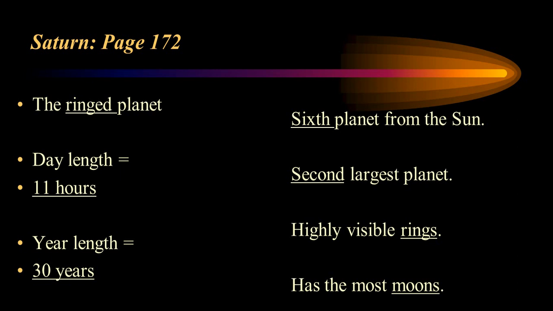All right, so on our page, we say that Saturn is the ringed planet. The day is 11 hours long. The year is 30 years, so it takes 30 years to go around the sun. It's the 6th planet from the sun. It's the 2nd largest planet of all after Jupiter. It has highly visible rings, and it says here it has the most moons. That may not be accurate, but it could be, because Jupiter has so many moons as well.